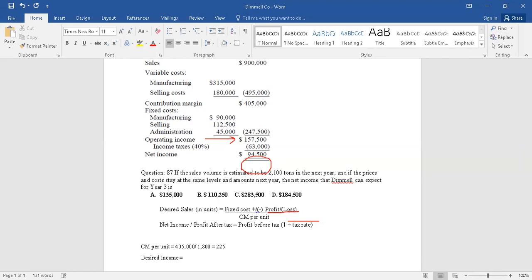And that comes out to be 225. So let's substitute the data. If we are to find out desired sales for a desired income, let's first write the number of sales units, which is 2,100, as it clearly says an estimated 2,100 units. So let's substitute the data. 2,100 tons is equal to, in the equation, fixed cost. Fixed cost is 247,500.